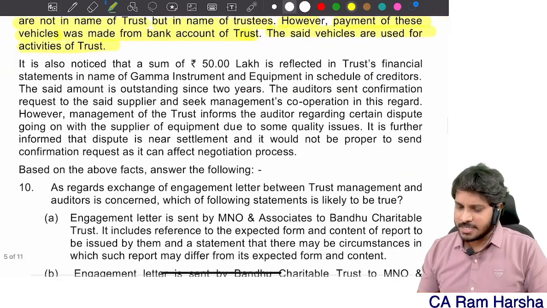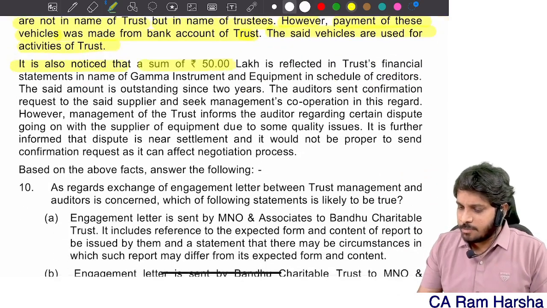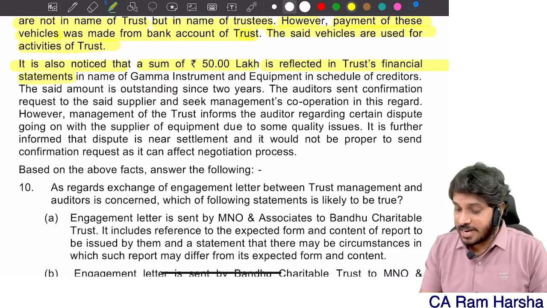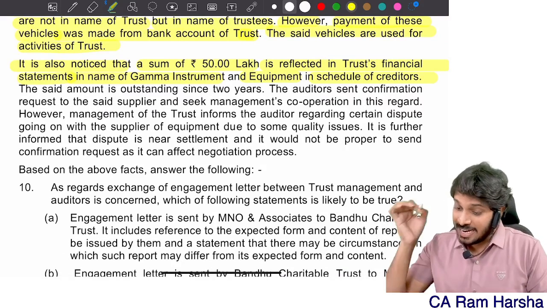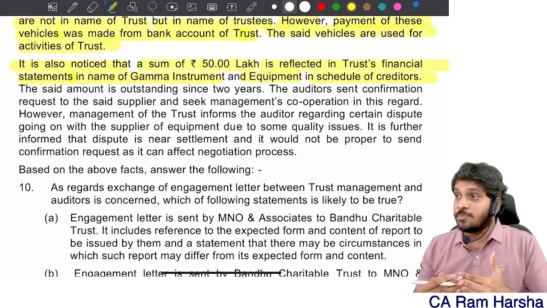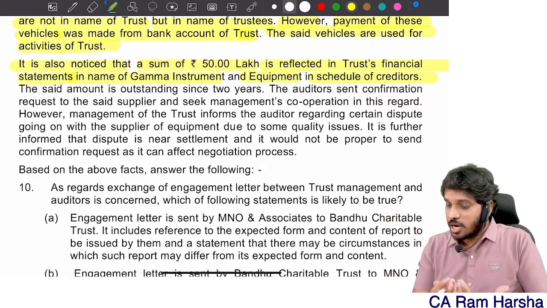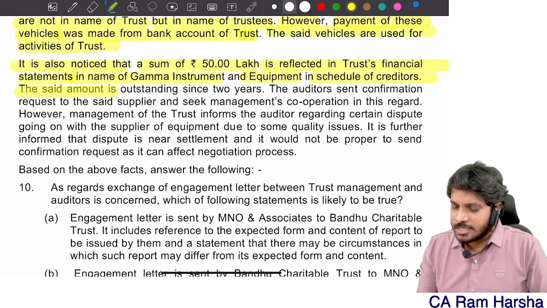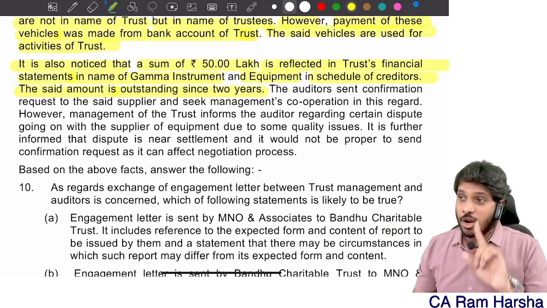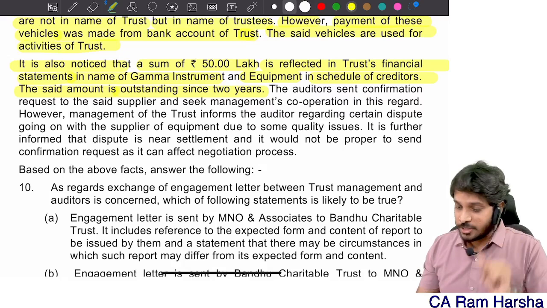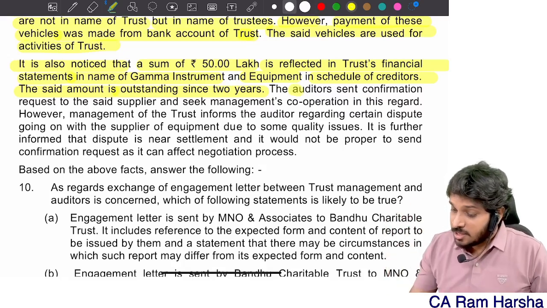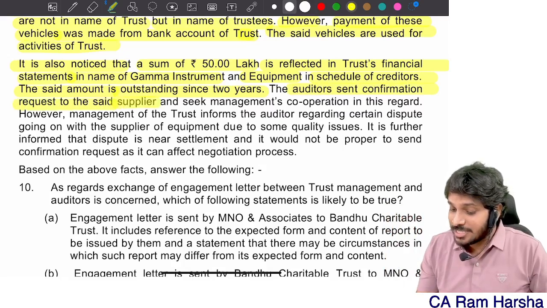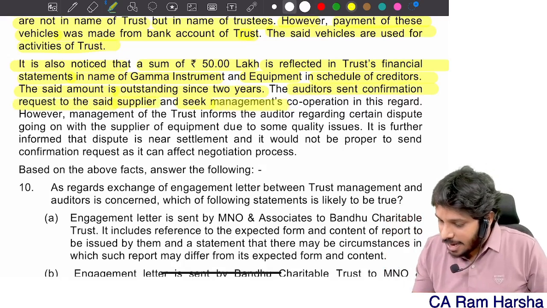Very good. Next. It is also noticed that a sum of 50 lakh is reflected in the trust's financial statements in the name of Gamma Instrument and Equipment in the schedule of creditors. Okay, there is 50 lakh rupees outstanding to Gamma. Yes or no? Gamma Instrument and Equipment. The said amount is outstanding since 2 years. Long outstanding creditor. Yes or no? Schedule of creditors. Fine.